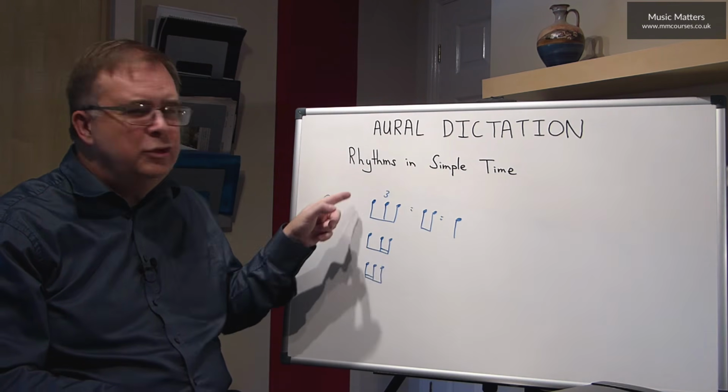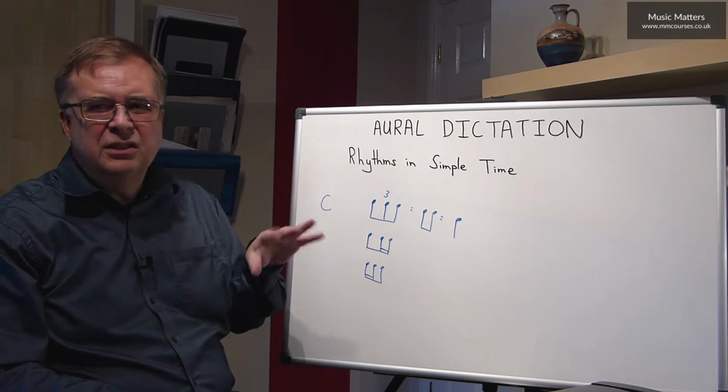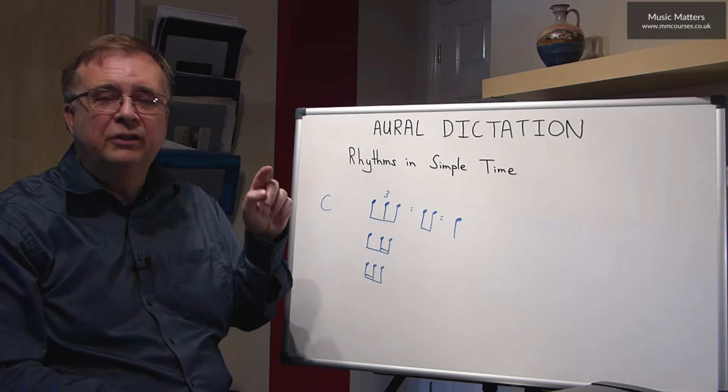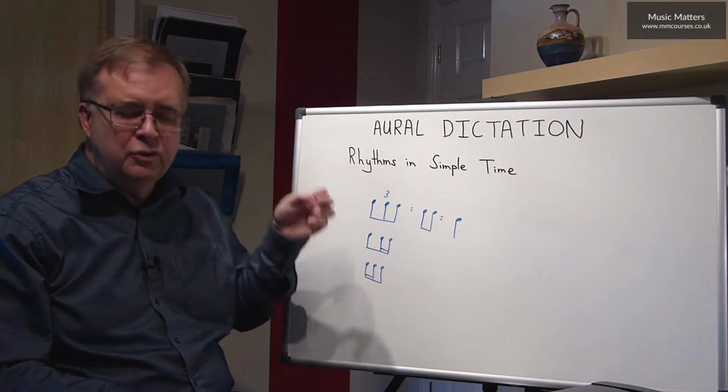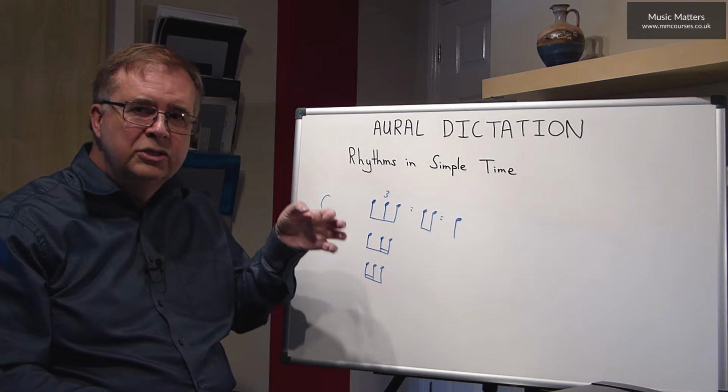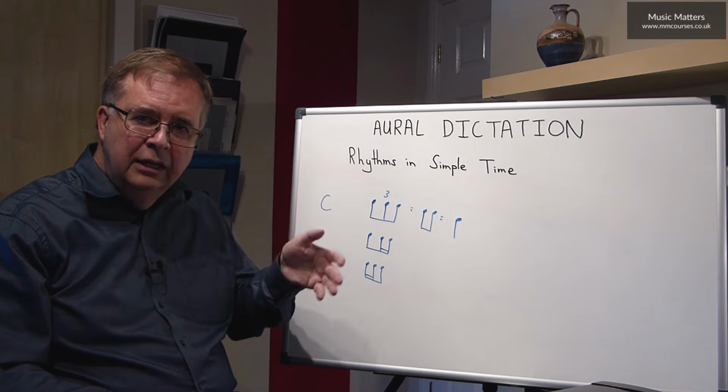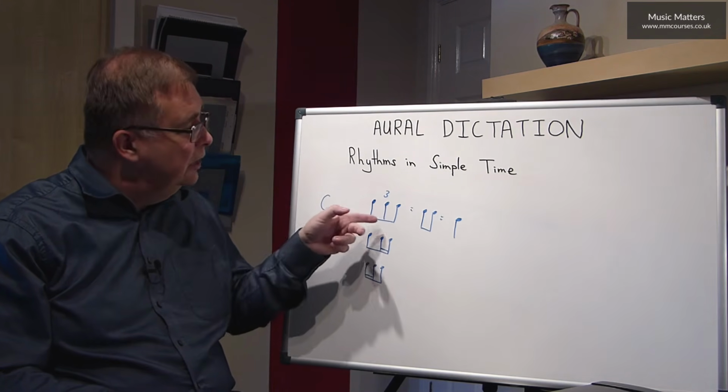But if you have this triplet rhythm, you won't hear notes that are longer and shorter. You'll hear notes that are of equal length. 1, like that. So if I give you a series of triplets, 1, 2, 3, 4, you can hear you've got equal length notes.